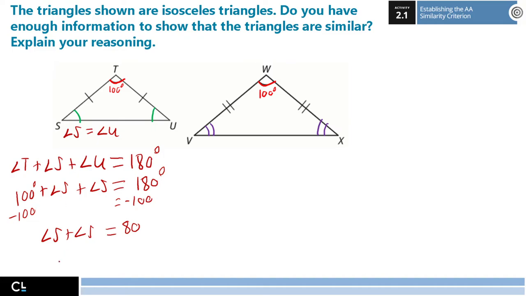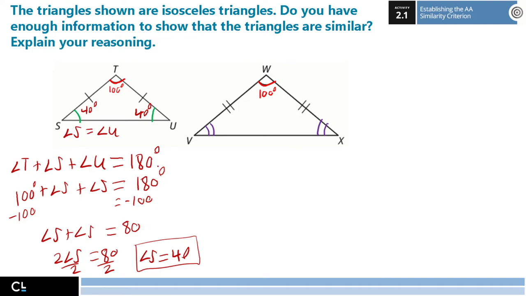And that really is like 2 angle S equals 80. We divide by 2 on both sides, and we get angle S equals 40, right? So angle S equals 40 degrees, but then we know that angle U has to also equal 40 degrees. Why? Because angle S equals angle U. Whew, that's a lot of words, right? Let's take a break. But once again, what did we do here?